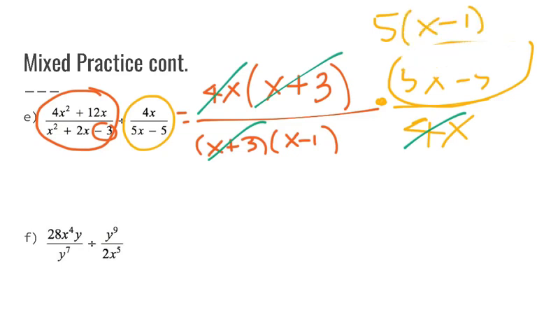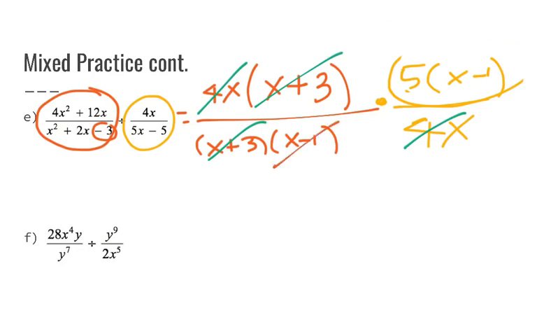So let me erase this, and I'll write exactly that. So 5 parentheses x minus 1. And why that's important to make sure you go the extra step is now there's another thing canceling, this and this. So lots of things have canceled. The only thing that haven't canceled, I will circle in blue, is this x.